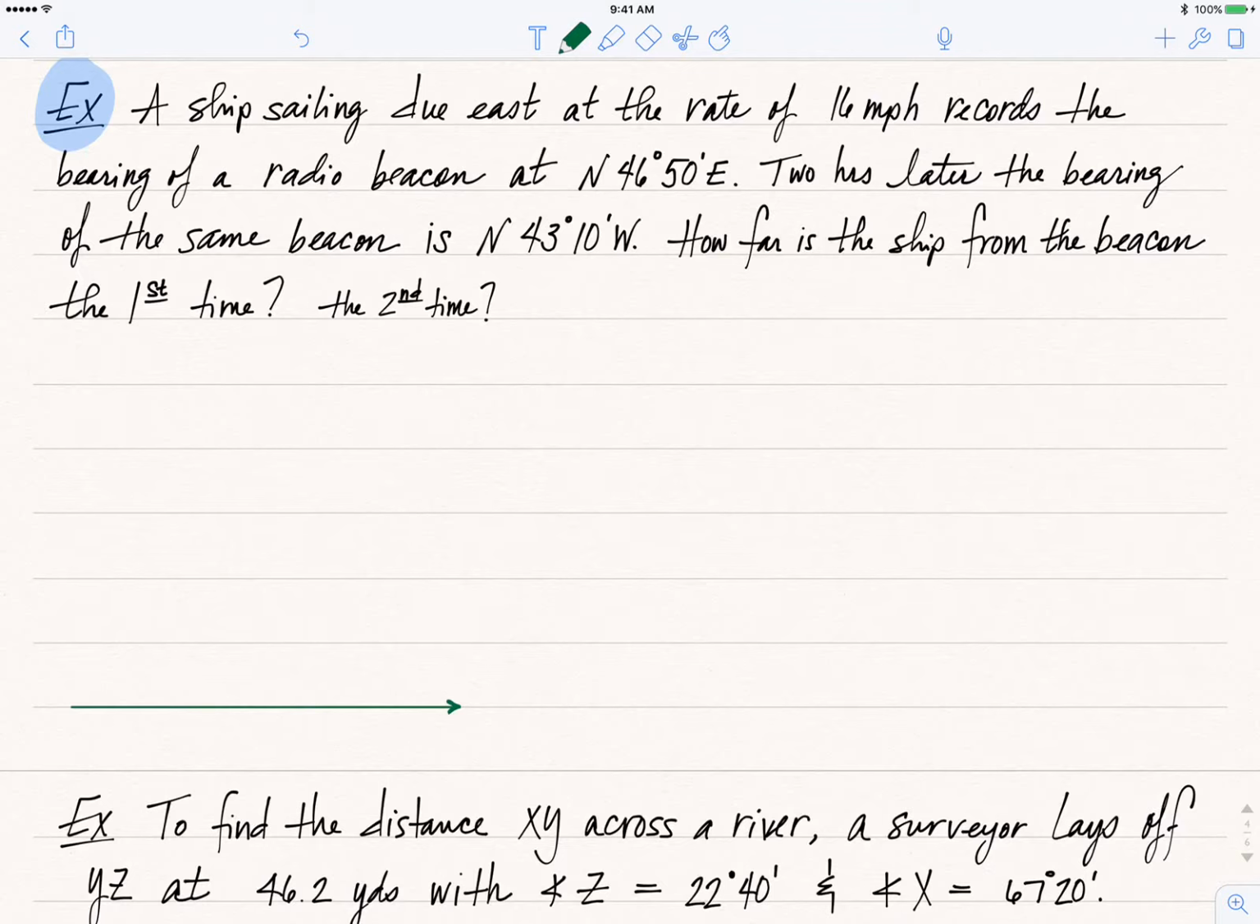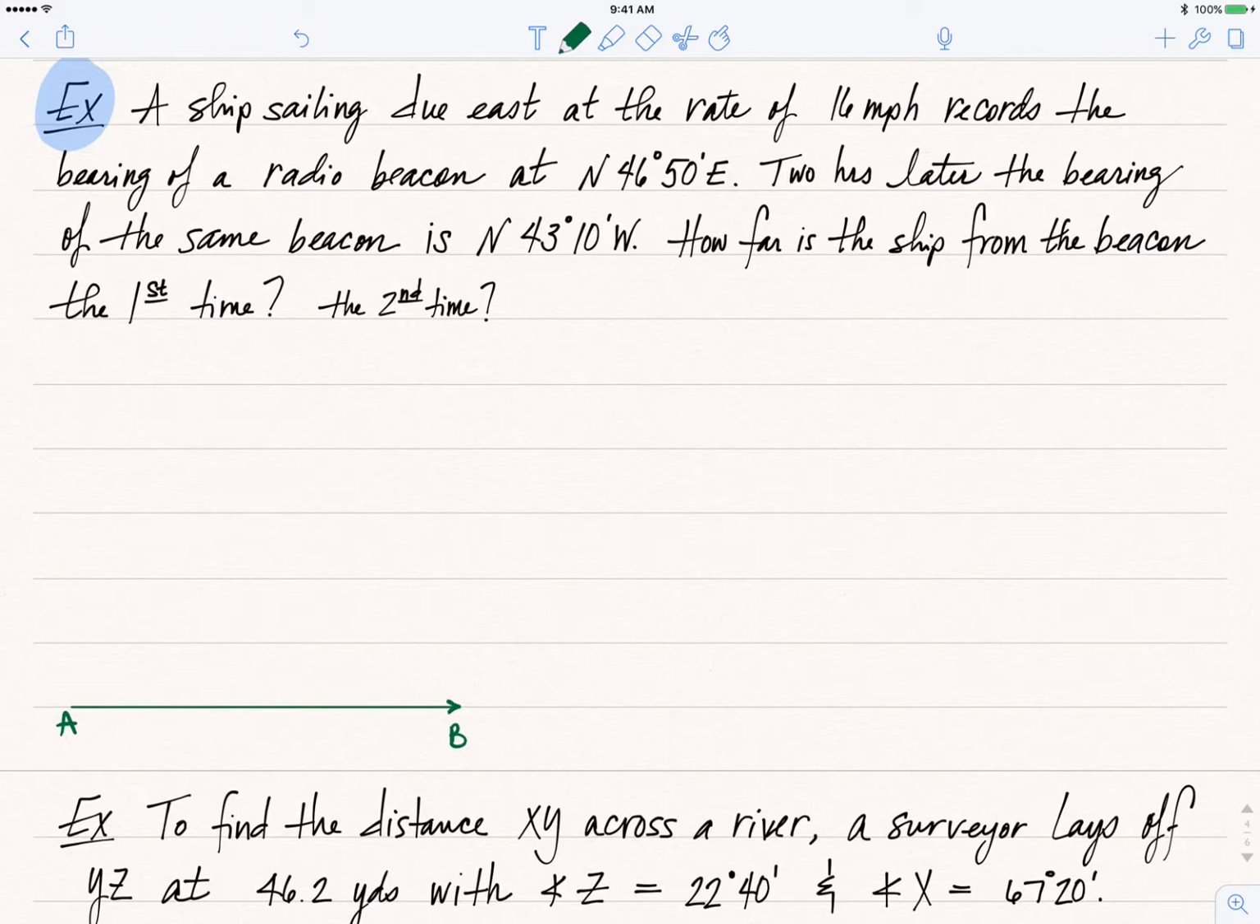So here's the idea. You have a ship sailing. At one point, let's call it point A, he sees a radio beacon. And then in a few minutes, it's going to say 2 hours later. So he's going to travel for 2 hours along this eastern pathway. And so after 2 hours, he's at point B, he's going to see the beacon again.